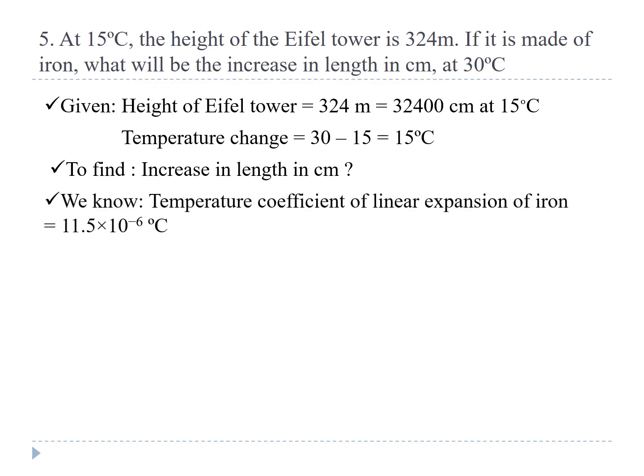Now again here they are specifying it is made up of iron. So obviously my alpha will be iron, the same thing that you used in the previous numerical. So it's going to be 11.5 into 10 raised to minus 6 per degree Celsius. What is the formula we are using? The formula we are using is delta L upon L is equal to alpha delta T.